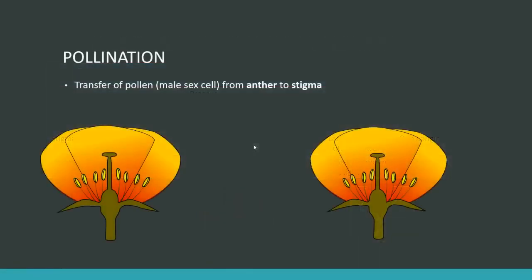So I want to take a look at pollination in a bit more detail. Again, it's the transfer of pollen, which is the male sex cell, from the anther to the stigma.